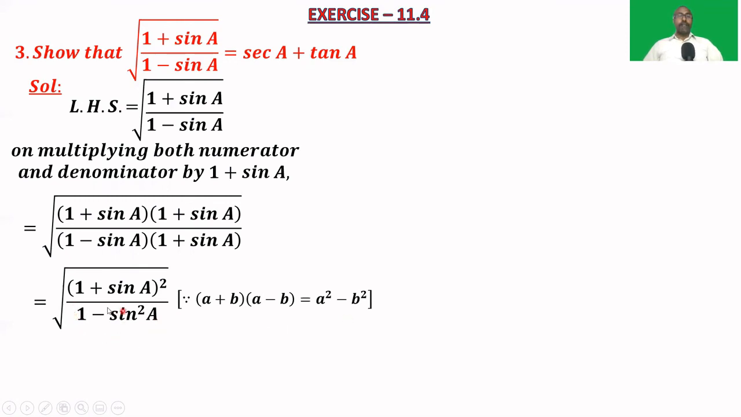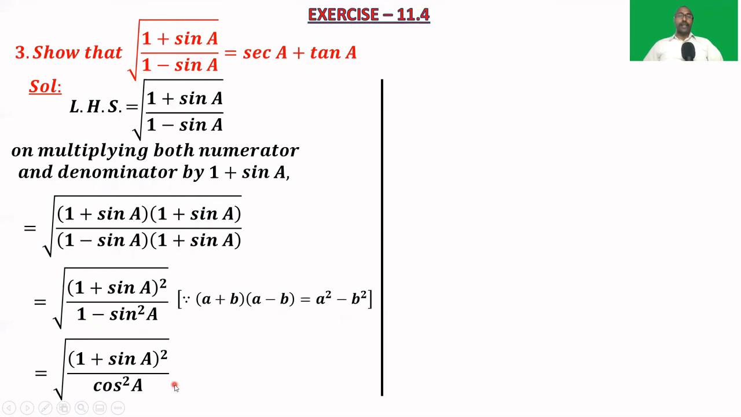Now again we have 1 minus sin square A is equal to cos square A. So that we can write under root (1 plus sin A) whole square by cos square A. And now in both numerator and denominator we have square and also we have square root. So by cancelling square and square root we get 1 plus sin A by cos A.